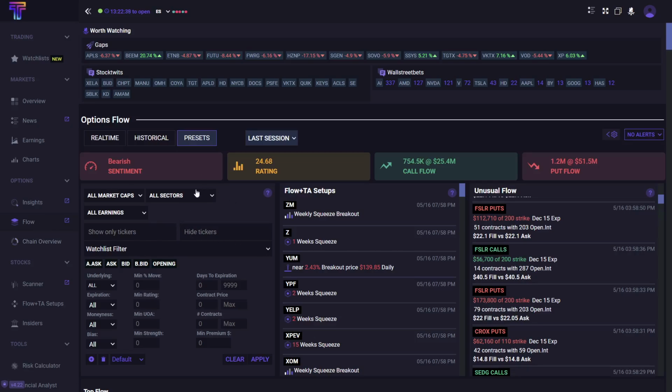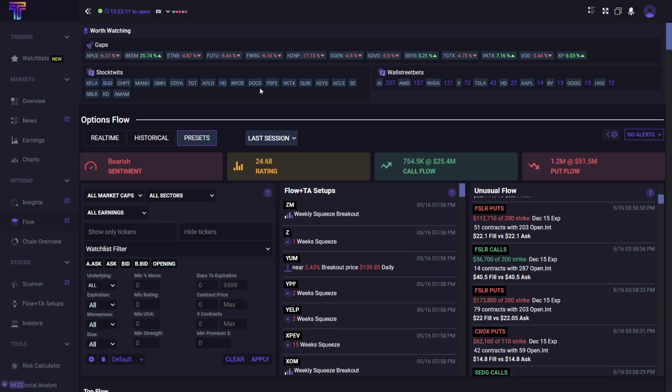This has all the data for option flow contracts that come in for the trading day, and I wanted to break down a couple of things that you can utilize at the opening bell to find a potential swing trade position or a day trade position. What you want to do is look at these first three areas up here, which is the gaps. This shows you market gap ups and gap downs at the market open from the previous day. You also see Wall Street Bets. This is going to show you the trending stocks on Wall Street Bets. And lastly, you're going to see what's trending on StockTwits.